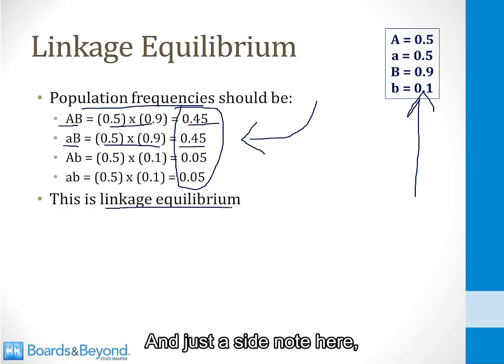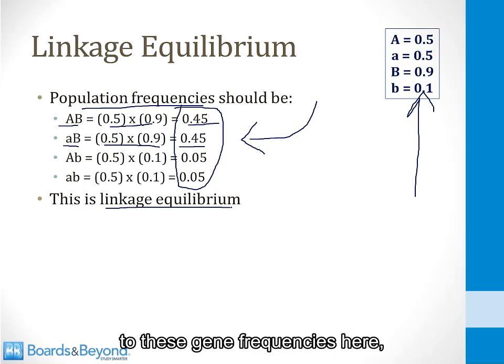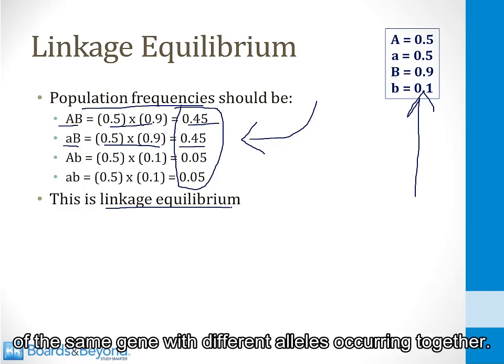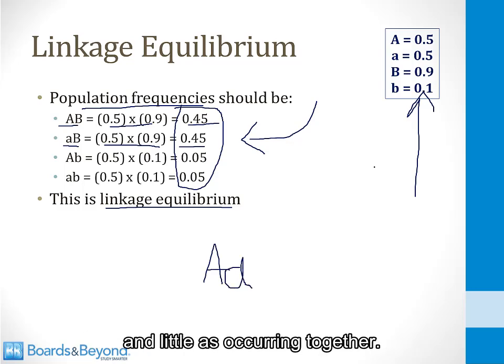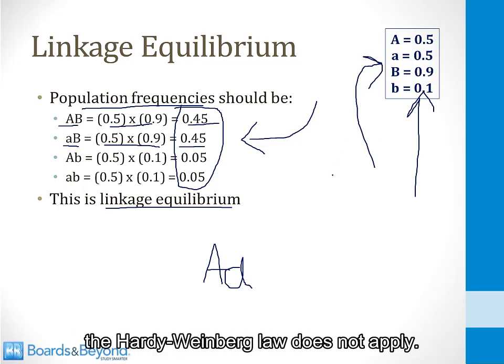And just a side note here, don't think that you can apply the Hardy-Weinberg law to these gene frequencies here. The Hardy-Weinberg law is meant to determine the frequency of the same gene with different alleles occurring together. In other words, the frequencies of big A's and little a's occurring together. Here we're talking about 2 different genes, and in this situation, the Hardy-Weinberg law does not apply.